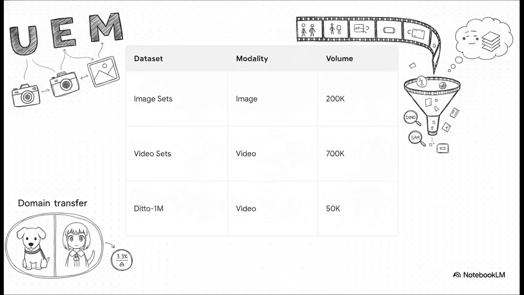Starting at the top row, we see image datasets like UNO, Echo40, and Musar, totaling around 200,000 samples. This data is what instills the base model with its basic personalization capabilities. But the real magic happens in the video modality. They utilized datasets called Phantom Data and OpenS2V, totaling nearly 700,000 videos. But here's the catch. Raw video isn't enough on its own.